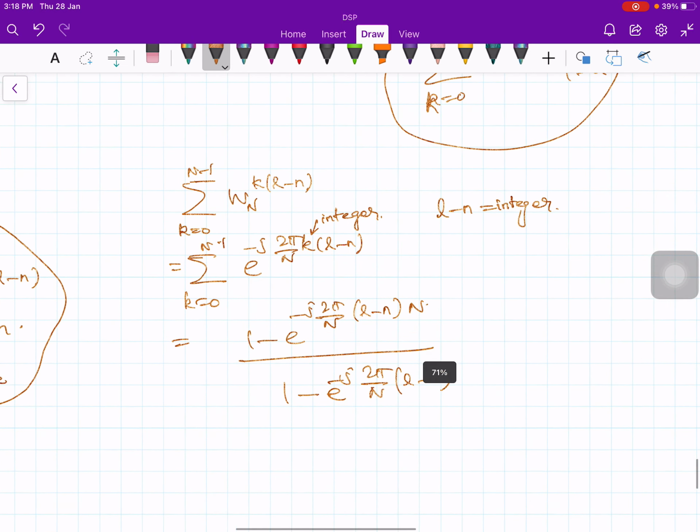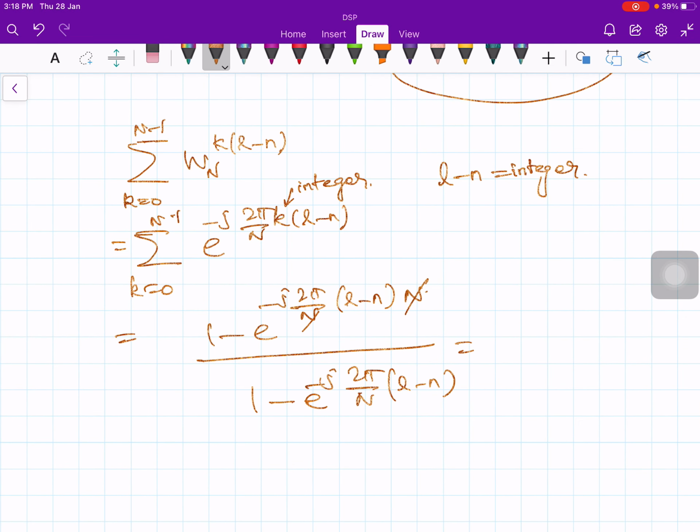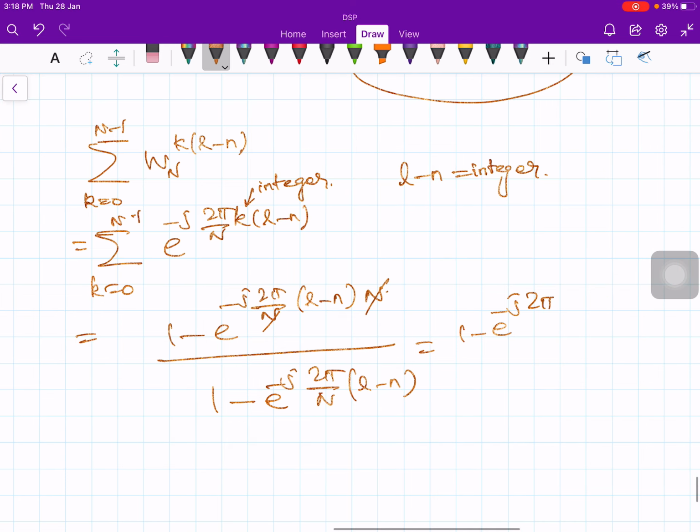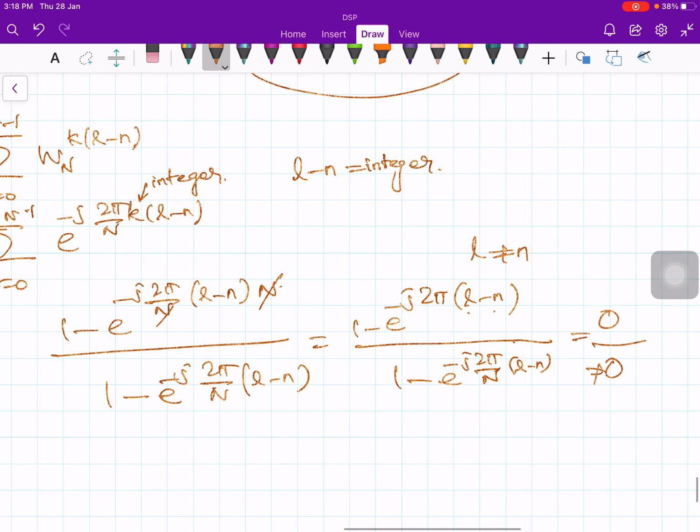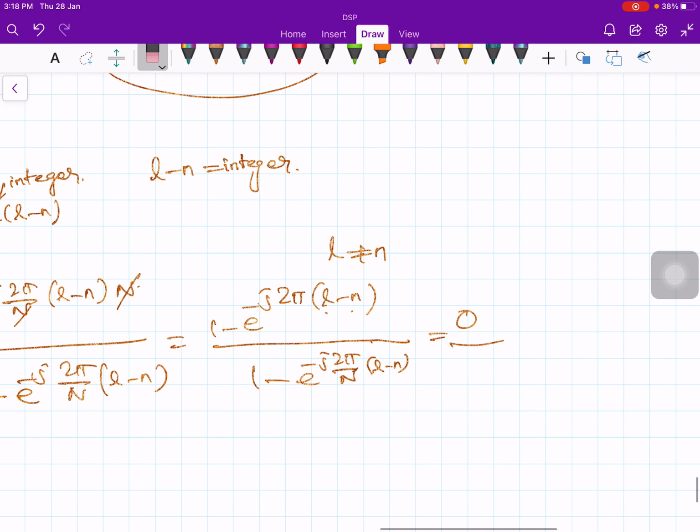Now look at this expression. In this expression, this N and that N you can cancel, giving 1 minus e to the minus j 2 pi times (l minus n). Now if l is not equal to n, then what is going to happen in the numerator? If they are not equal, then in the numerator I will get 0, and the denominator is not equal to 0. Therefore, this summation leads to 0 if l is not equal to n.